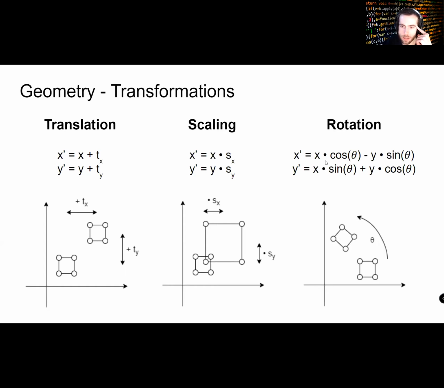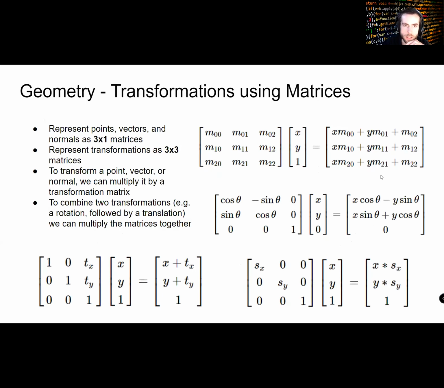We basically have to include both cosine and sine and the x and y values. But this will rotate a point about the origin by theta degrees. So those are the formulas for calculating each of those. And it's easy to actually represent those in matrices. So we can represent points, vectors, and normals as 3x1 matrices, and then we represent transformations as 3x3 matrices.